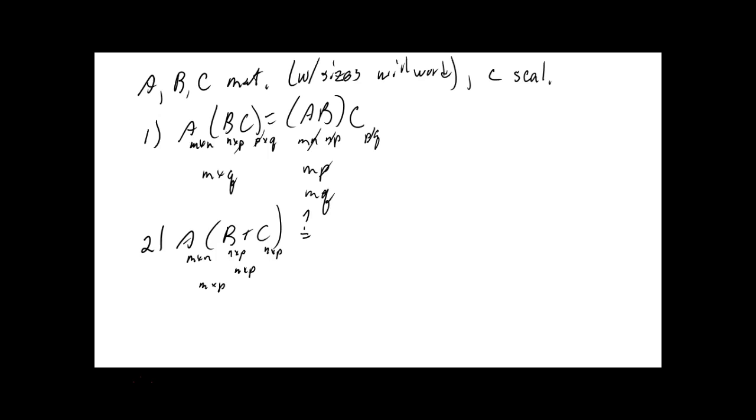Okay? And the rule says then this is AB plus AC. Well, let's see if the sizes will work. Certainly they will. M by N, N by P, M by N, N by P. So sure enough, this will be an M by P, M by P, and those add to be an M by P.